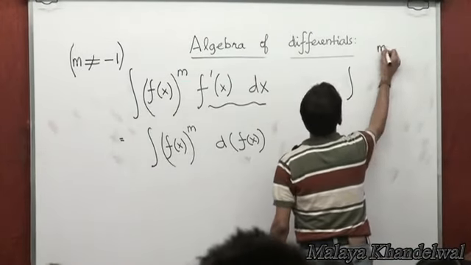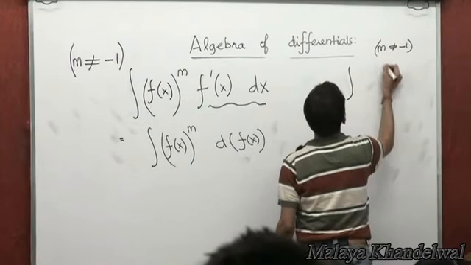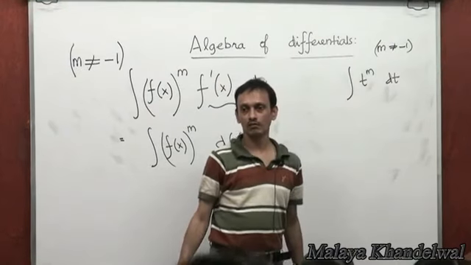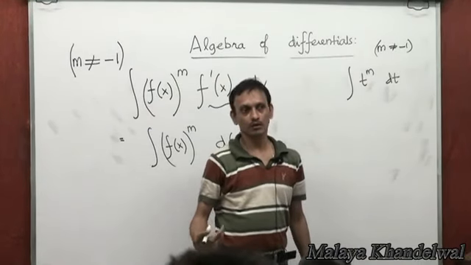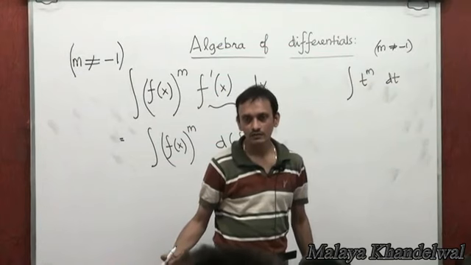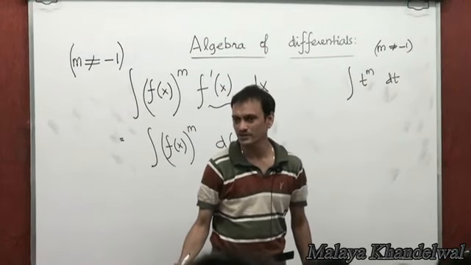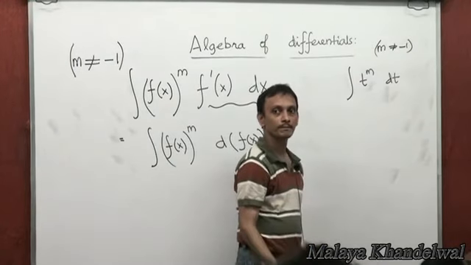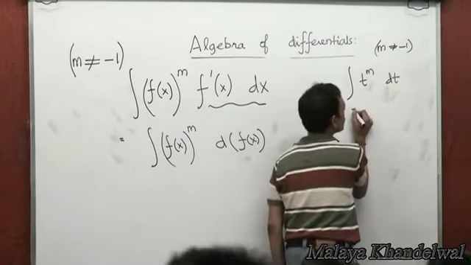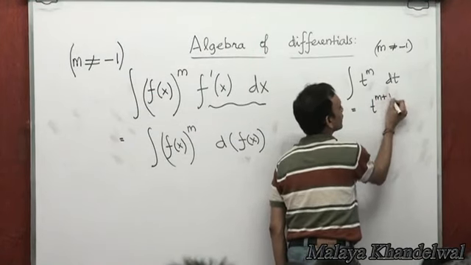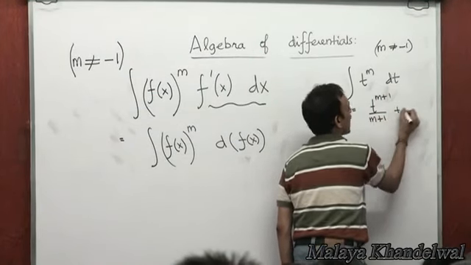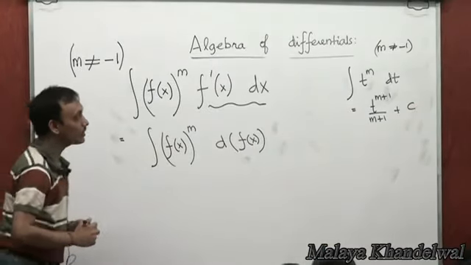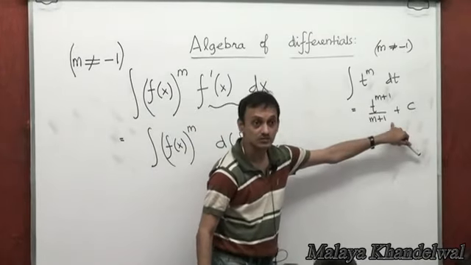Now tell me this, when m not equal to -1, what's the integral of t to power m dt? It's going to be t to power m plus 1 by m plus 1, right? Yes or no? Plus an arbitrary constant c. And that's the reason I said m not equal to -1, right?